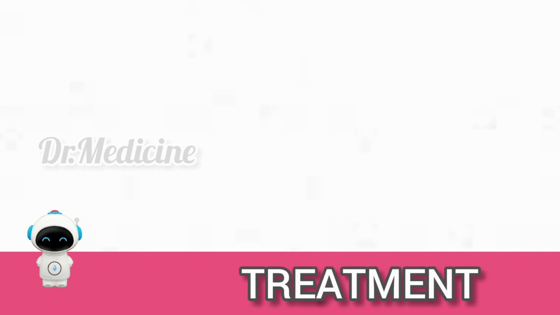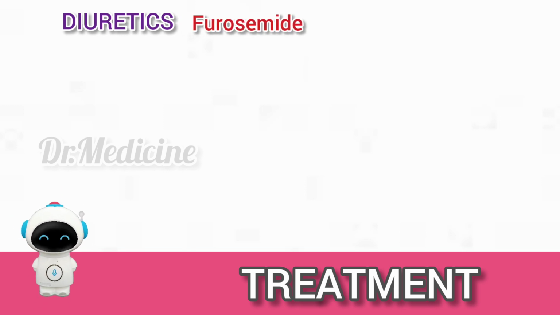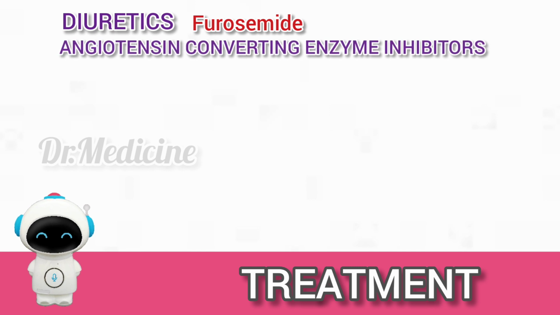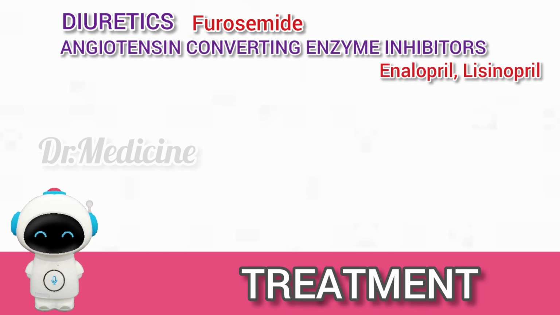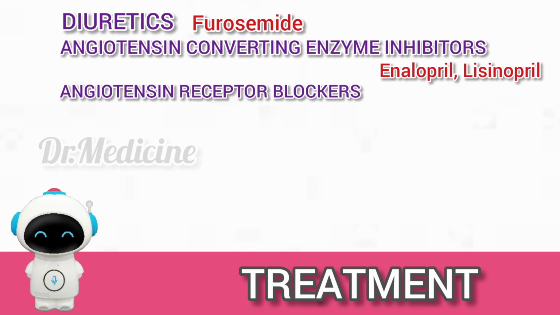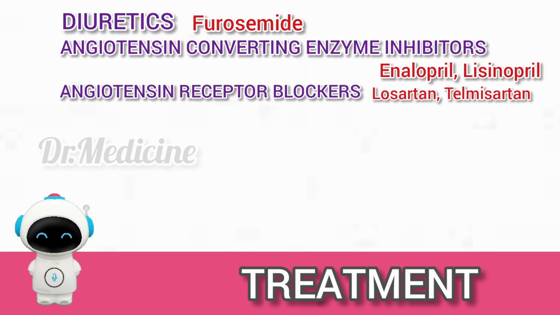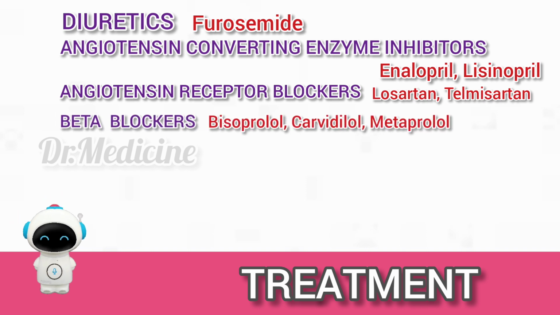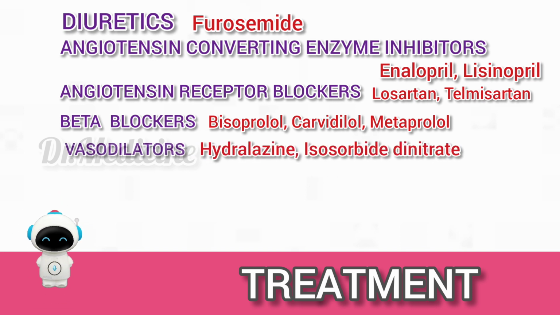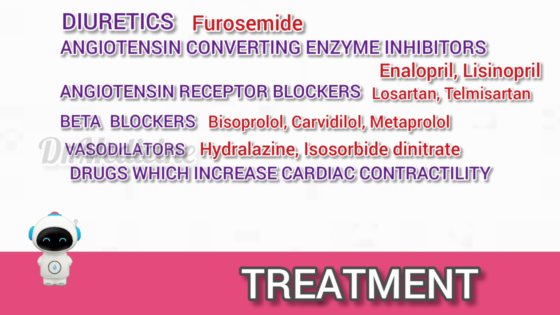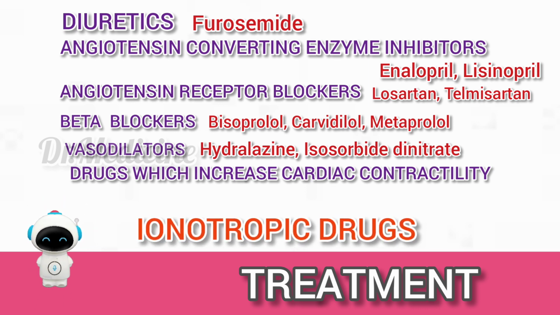The drugs used in cardiac failure may include the diuretics, loop diuretic like furosemide, thiazide diuretic like hydrochlorothiazide, angiotensin converting enzyme inhibitors like enalapril, lisinopril, captopril, angiotensin receptor blockers like losartan, telmisartan, beta blockers like bisoprolol, carvedilol, metoprolol, vasodilators like hydralazine, drugs which increase cardiac contractility, cardiac glycosides like digoxin, beta agonist dobutamine, bipyridines like milrinone.